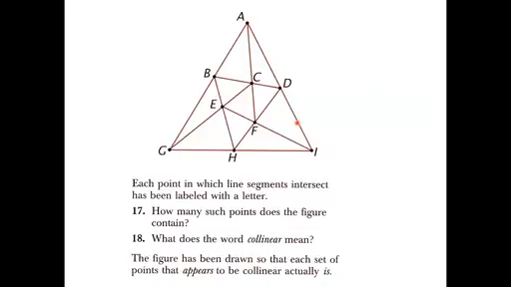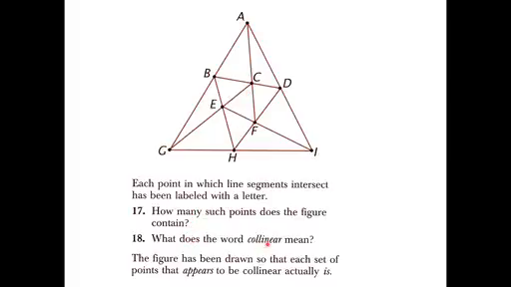Just a repeat of the map for that. This one gets people sometimes. Each point in which line segments intersect has been labeled with a letter. So I think we've got 9 different points, intersections labeled. Remember, there are more than 9 points pictured there. There are an unlimited number of points. We've just named 9 of them. I guess I gave you the answer to number 17.